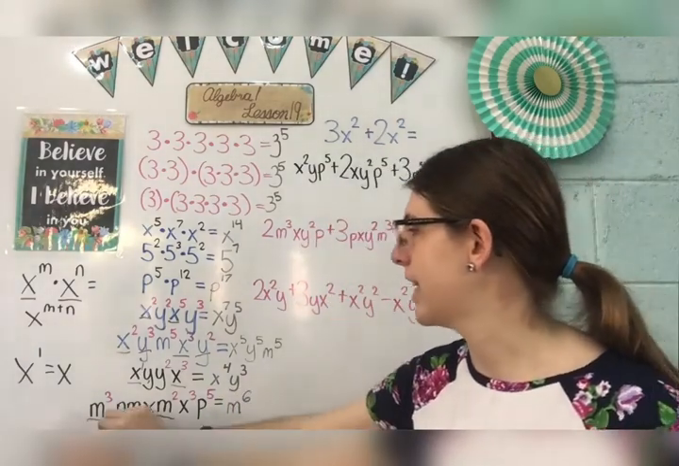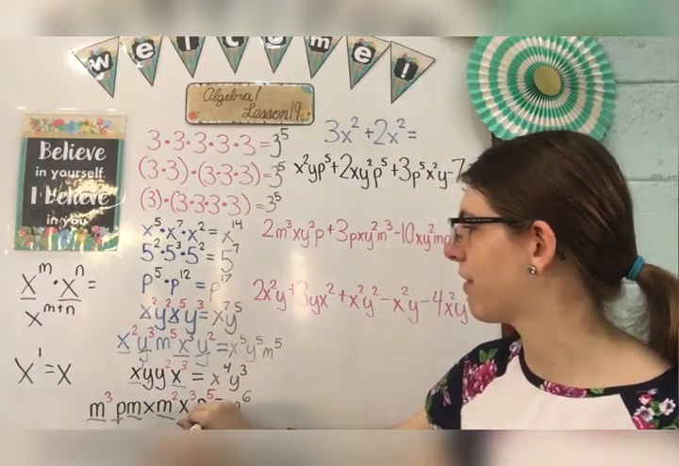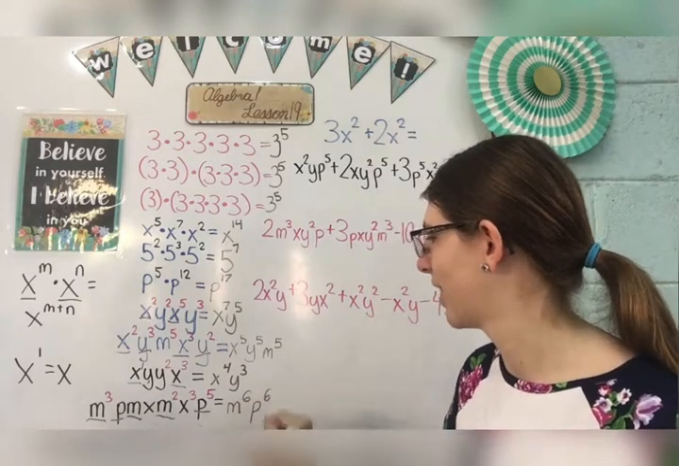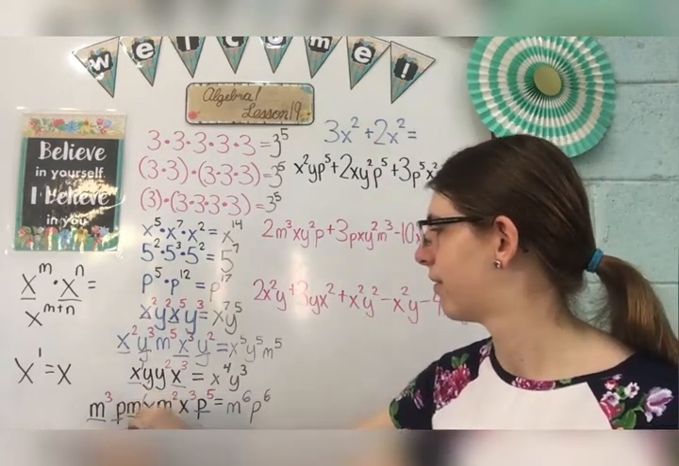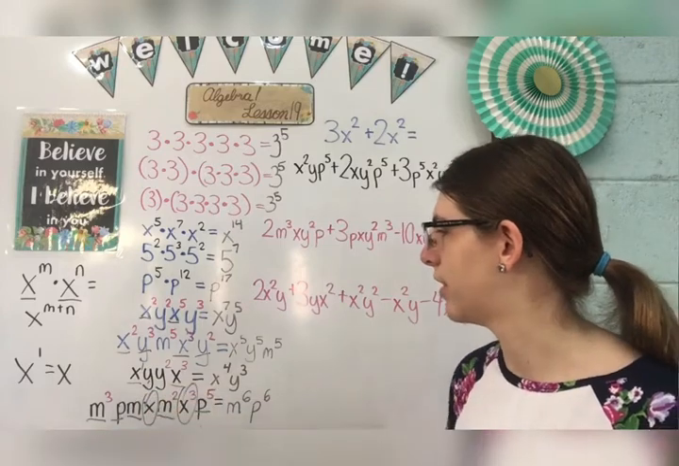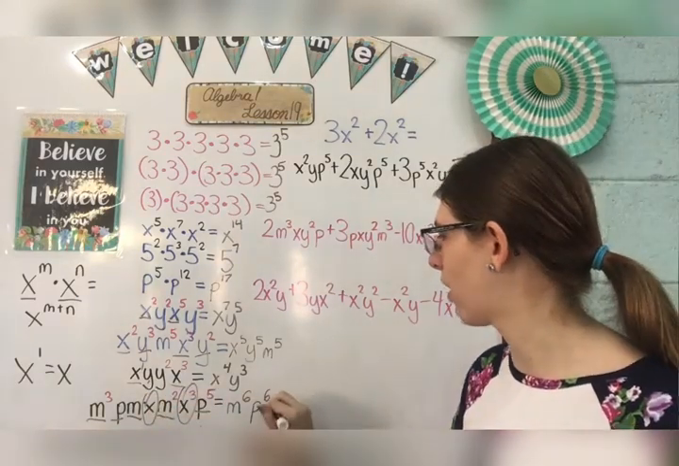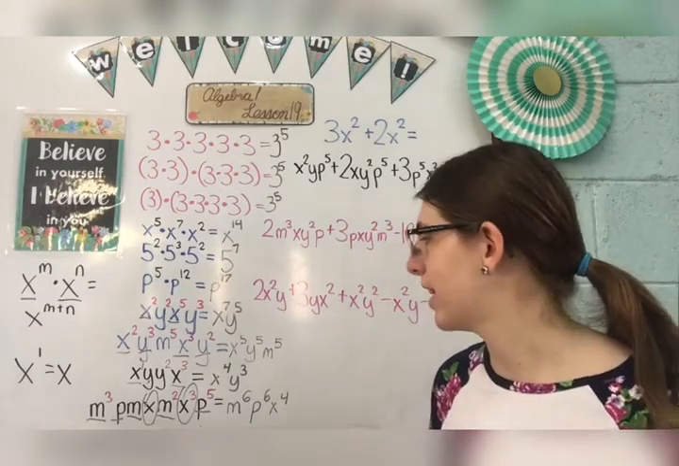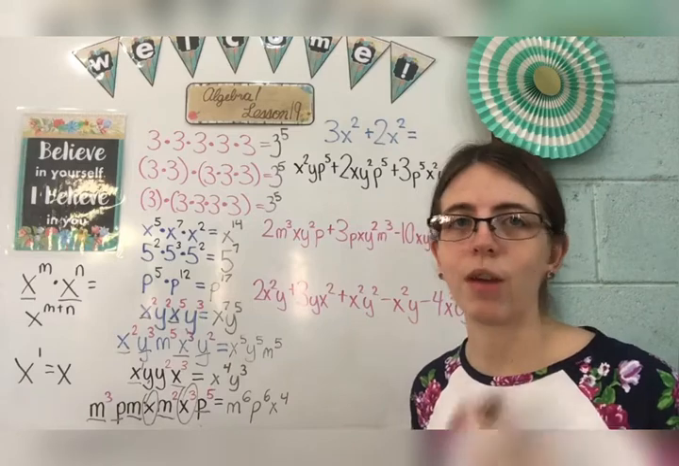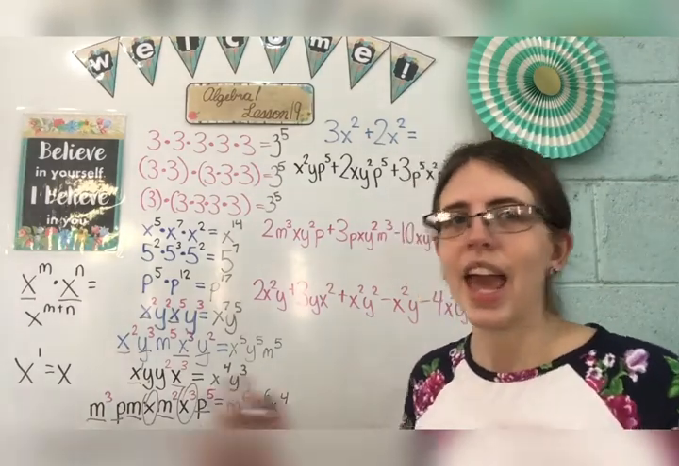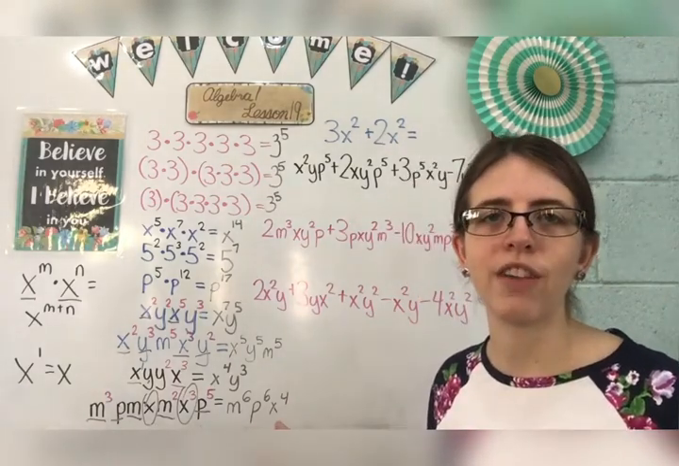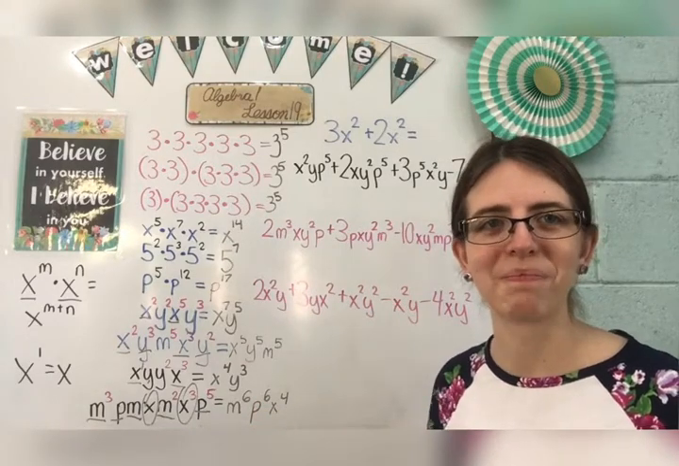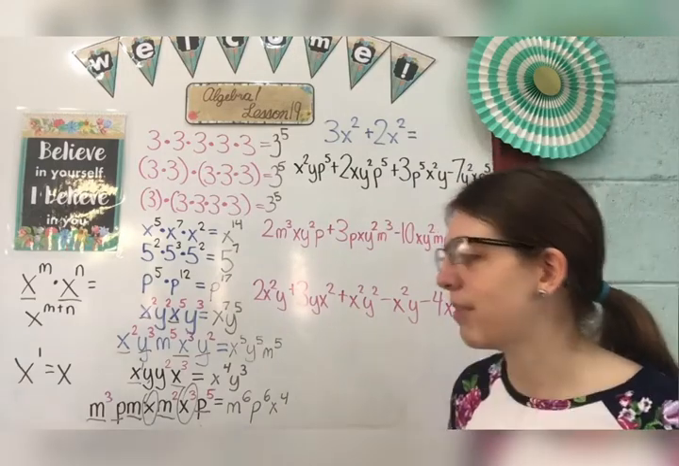Then I have p plus p5. So that's 1 plus 5 is 6. Then I have x and x cubed. So I have 1 plus 3 is 4. So I have m6, p6, x4. You could write this p6, m6, x4. You could write this x4, m6, p6. It does not matter the order that you put your variables in, as long as you have the same base with the exponent, okay?